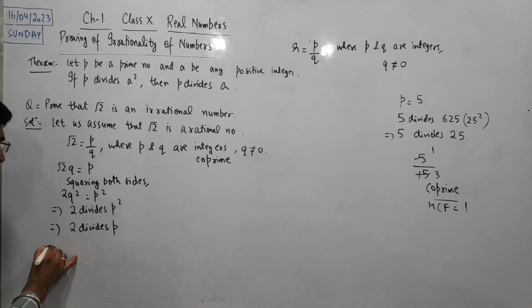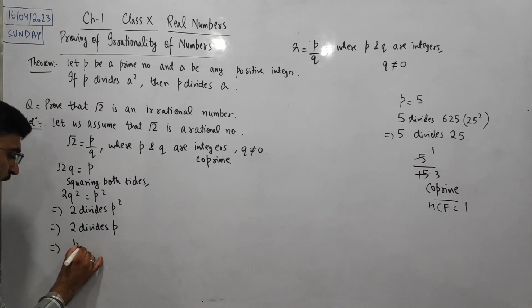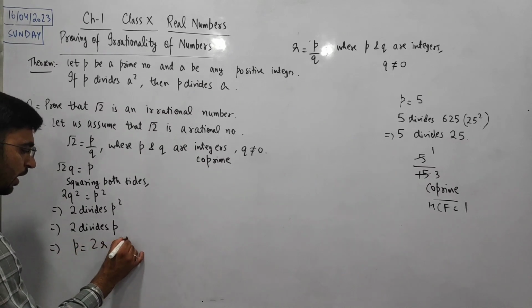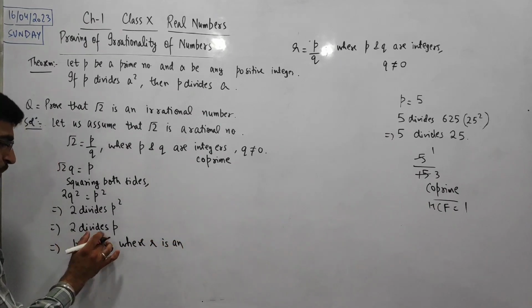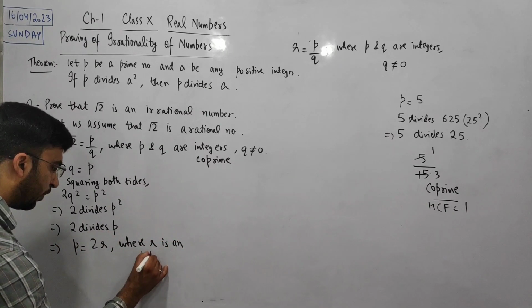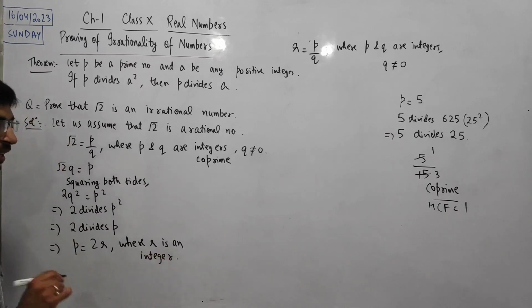Now what's the meaning of this? Let us elaborate this once again. p can be written as 2 into r, where r is any integer. This is the meaning of 2 dividing p: p has been written as 2r, where r is an integer.